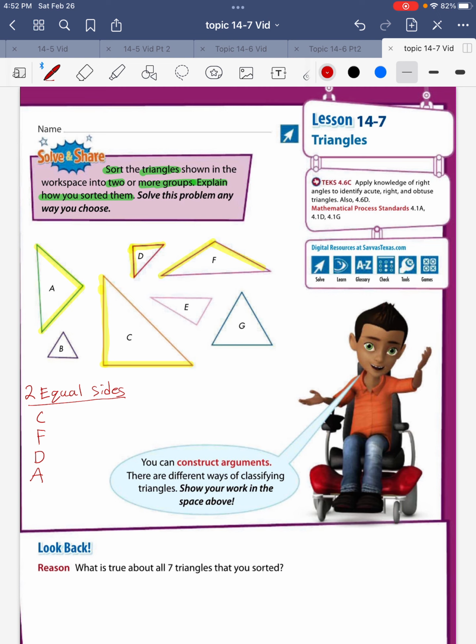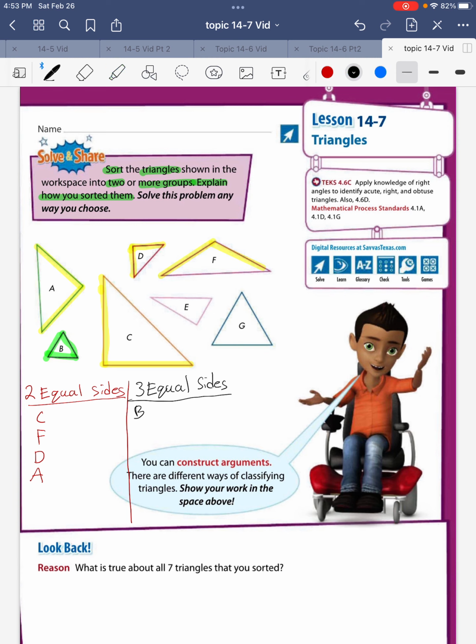And I believe that's it. I'm only finding triangles that have 2 equal sides. So I'm going to make a line down here, and my other group can be has 3 equal sides. Which ones have 3 equal sides? B has one side here, one side here, one side here. They are all equal. So I'm going to write B here.